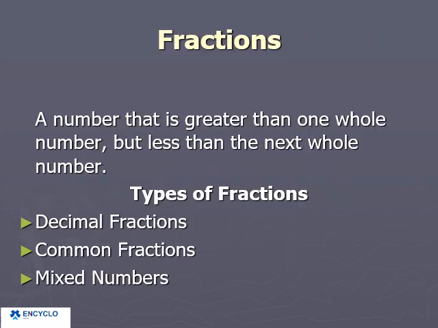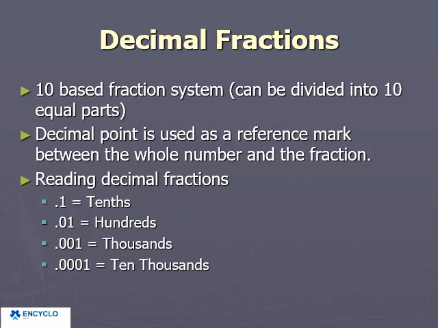Fractions represent parts of a whole. They exist between whole numbers and are categorized into 3 main types: decimal fractions, common fractions, and mixed numbers. Decimal fractions are based on powers of 10. A decimal point separates the whole number from the fractional part. For example, 0.1 is 1/10, 0.01 is 1/100th, and so on.